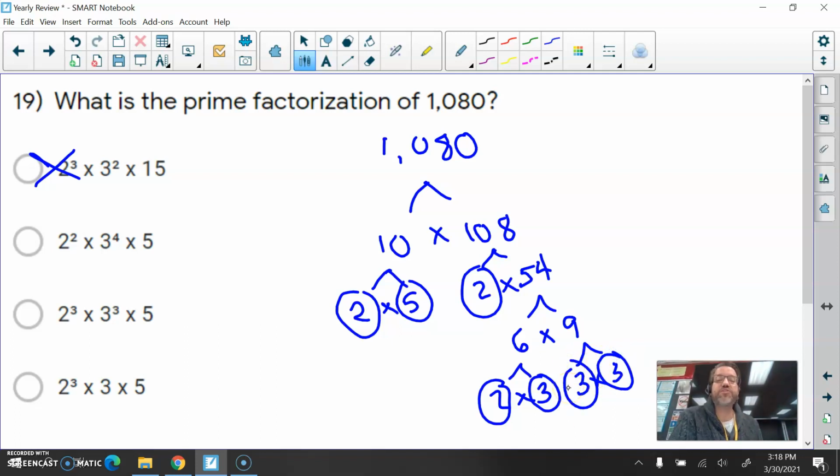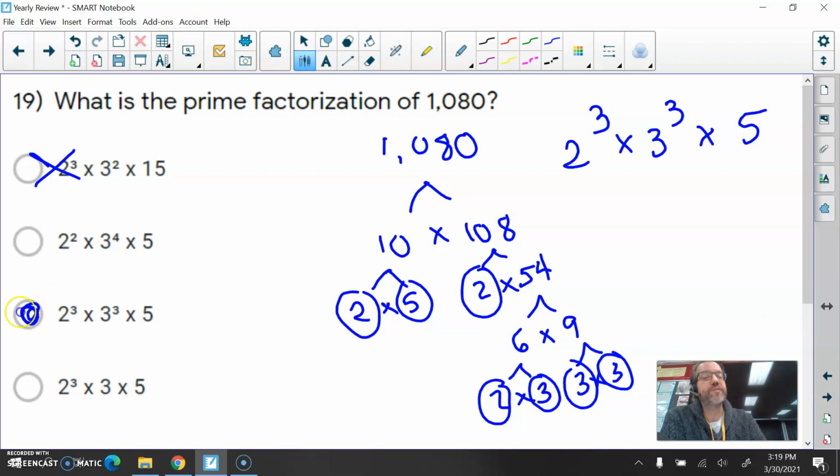So now I start with the 2's, then I do the 3's, then I do the 5's. And I have 1, 2, 3 2's. So that's 2 to the third times. Then I have 1, 2, 3 3's. 3 to the third times. And then I have a 5 here. So 2 cubed times 3 cubed times 5. What's this one right here? 2 cubed times 3 cubed times 5.